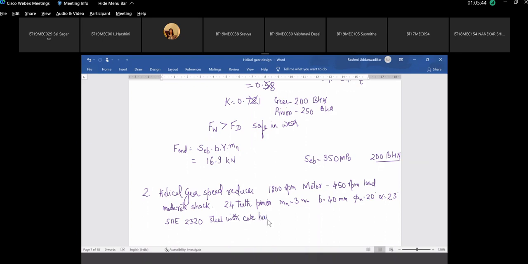With case hardening. The problem says the BHN is approximately 262. The value of BHN for the steel with case hardening is given. Estimate the power that can be transmitted for continuous duty, moderate shock, continuous duty.